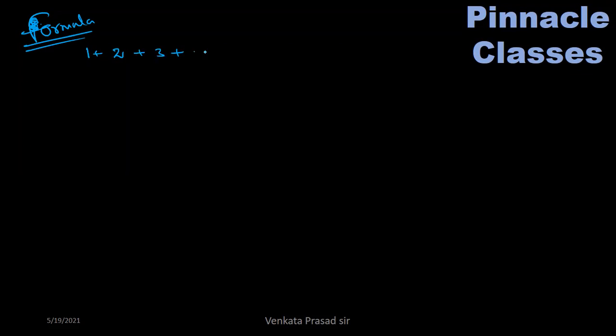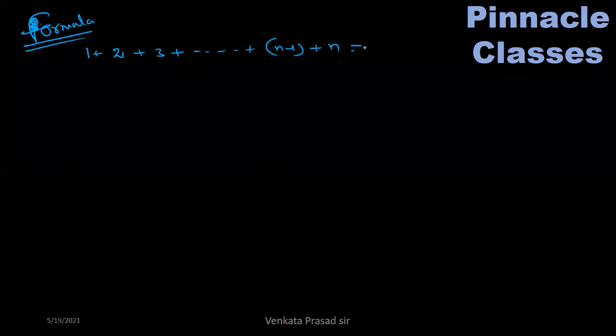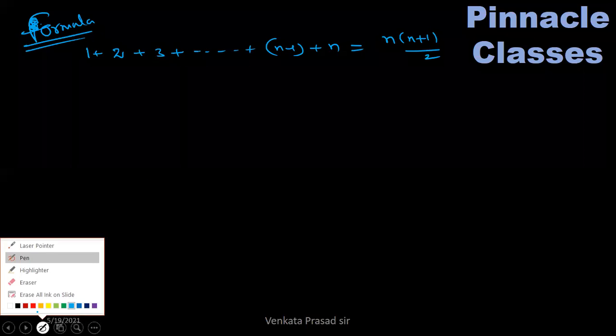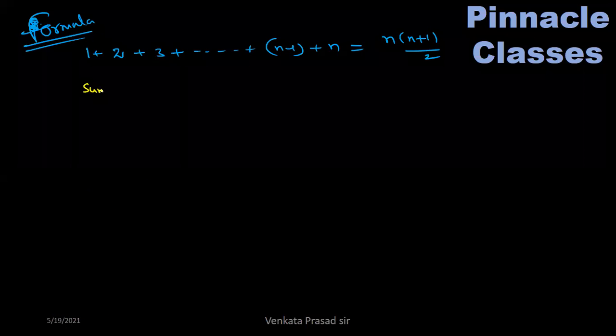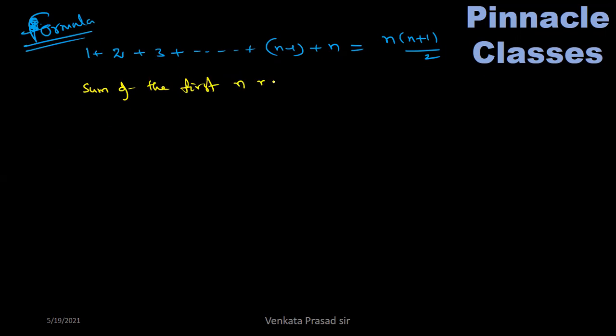Now see, we are discussing one important problem. This is the formula. How to find 1 plus 2 plus 3 plus and so on, n minus 1 plus n, this one is equal to how much? n into n plus 1 by 2 is the formula. How to read this one? The sum of the first n natural numbers. Do you know the proof?